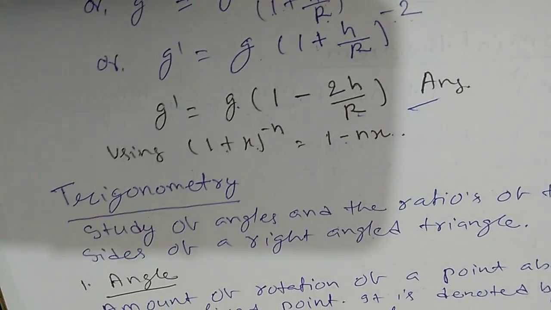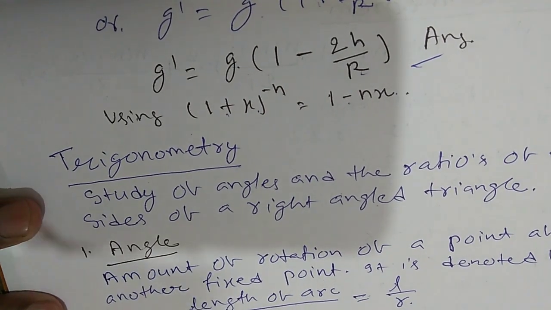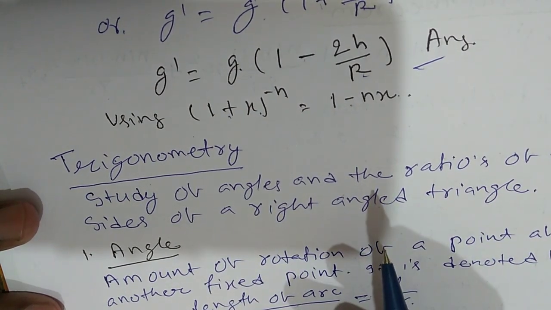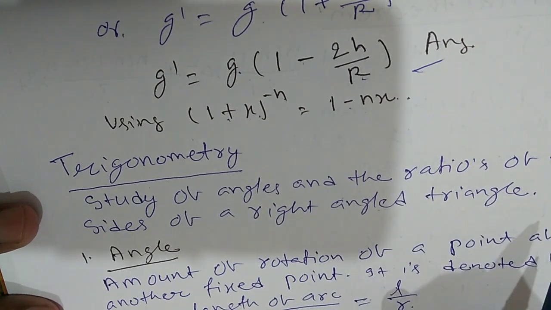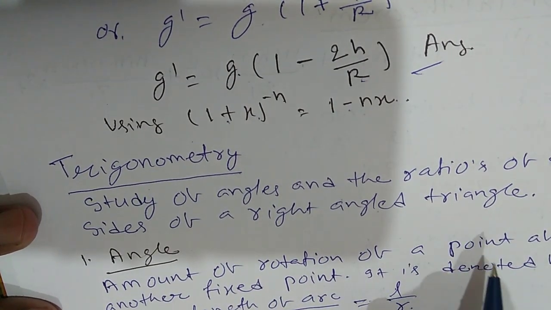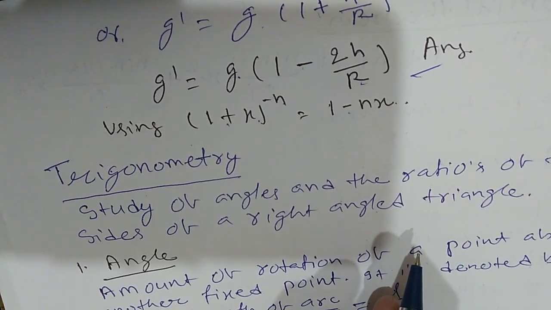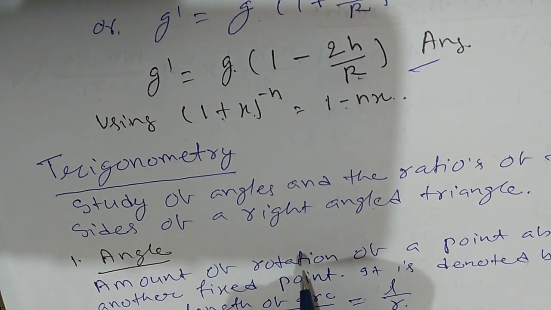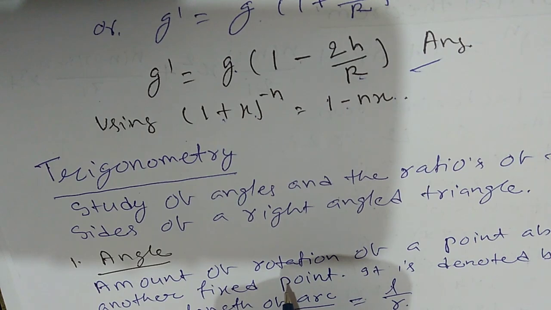Already we have studied this topic in previous class, so I am giving only a little bit, not much more on this one. Trigonometry is a branch of mathematics which deals with the angles and ratios of sides in right angle triangles. Now the next one is angle. Already you studied it in childhood. Angle is a space between two arms from a common vertex.